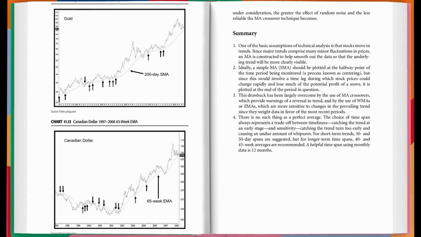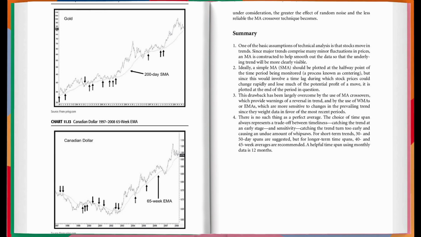2. Ideally, a simple MA (SMA) should be plotted at the halfway point of the time period being monitored, a process known as centering. But since this would involve a time lag during which stock prices could change rapidly and lose much of the potential profit of a move, it is plotted at the end of the period in question.